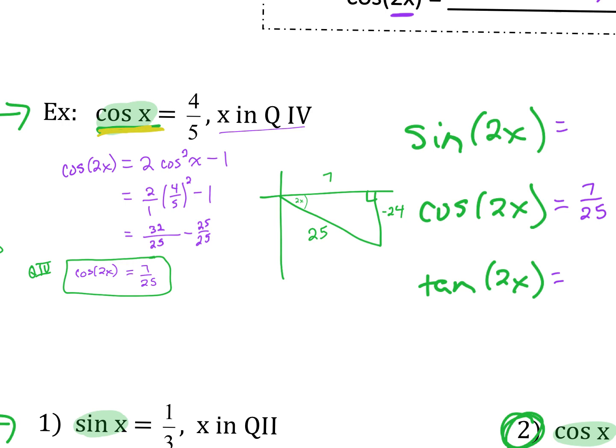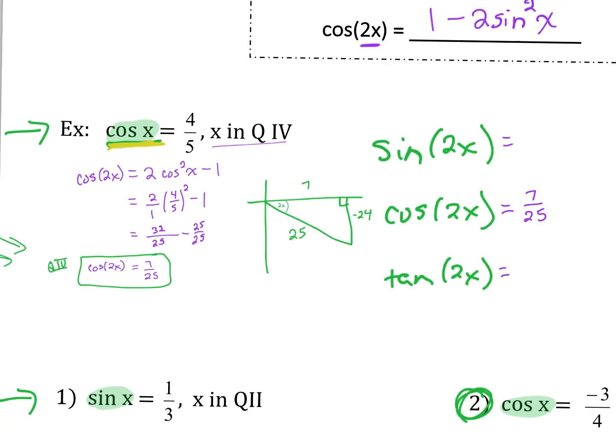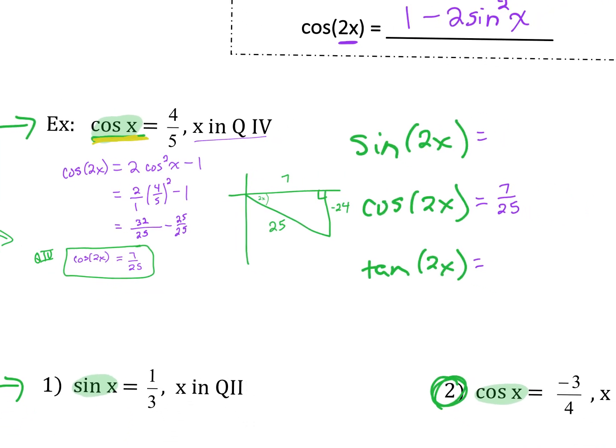Yay, Katie. She remembered it. It's also negative because it's going down. We're in quadrant 4, so that's the y value. It's going down. But now we can come up with our sine and our tangent values. So sine of the double angle is going to be negative 24 over 25. And our tangent is going to be negative 24 over 7.